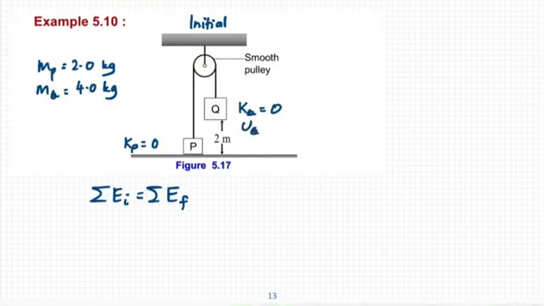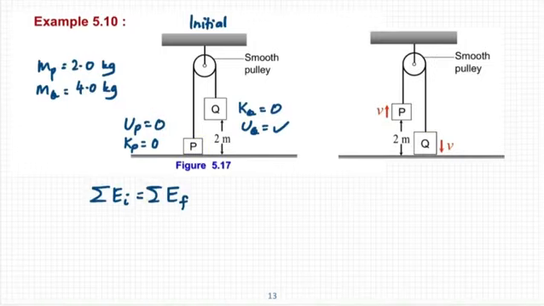Next, does object Q have potential energy? So it has a height of 2 meters. So we know that U is equal to mgh. So that means that object Q has UQ. Okay, what about UP? So we look at object P, it is on the ground. So height is equal to 0. Hence, it doesn't have UP. Then we can look at the final situation.